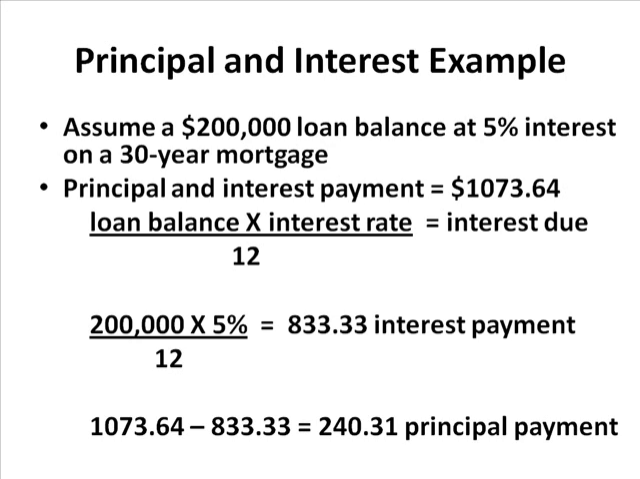Remember, the formula to get the interest is the loan balance times the interest rate divided by 12. So using the numbers in our example, we have $200,000 times 5% divided by 12, and that comes out to $833.33 in interest for the first month's payment. The amount that goes to the principal would be $1,073.64 minus the interest payment of $833.33, and only $240.31 would go towards the principal.